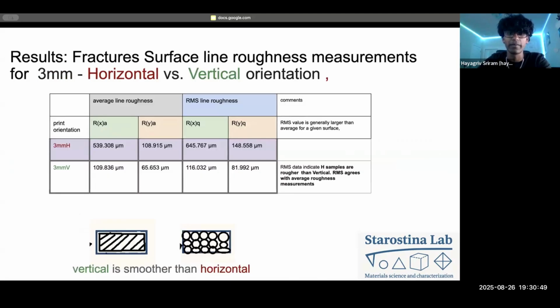In this slide, we're going to be comparing our 3mm horizontal and vertical samples. So essentially, it's the same thickness this time, but different print orientations. What you're seeing from this is that the horizontal values are a lot rougher than the vertical values for both average line roughness and RMS. On top of that, we can also see that the X values are a lot rougher than the Y values for, again, horizontal and vertical models. And essentially what we're seeing overall is that horizontal orientations are a lot rougher than vertical orientations.